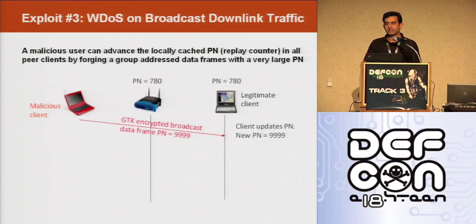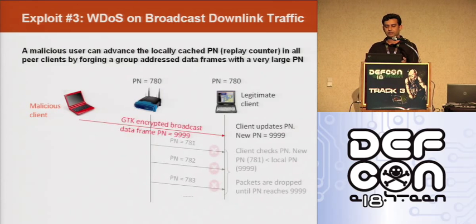The client is going to update its locally saved packet number, and the local packet number becomes 9,999. The access point has no idea about this change which has happened on the client device. So the access point will send broadcast packets as per its own traffic stream. The last packet sent by the access point was 780. So next time it will send 781, 782, 783, and so on.